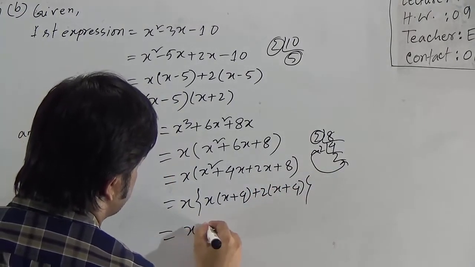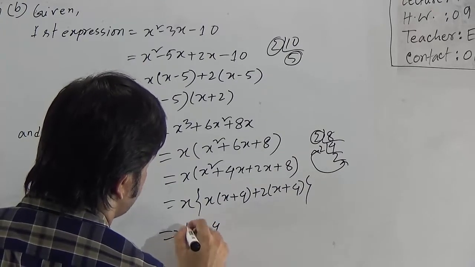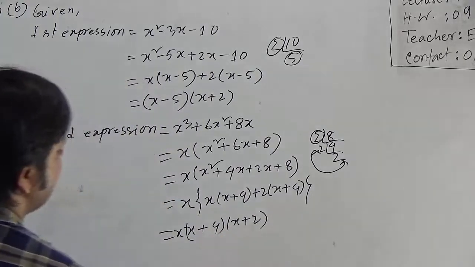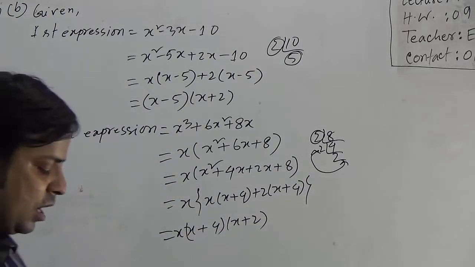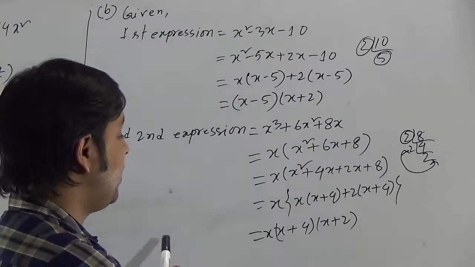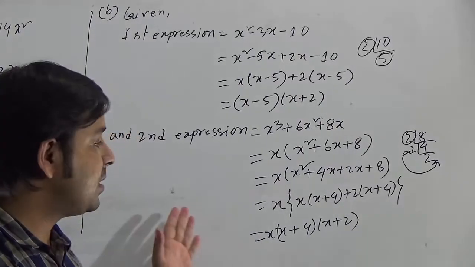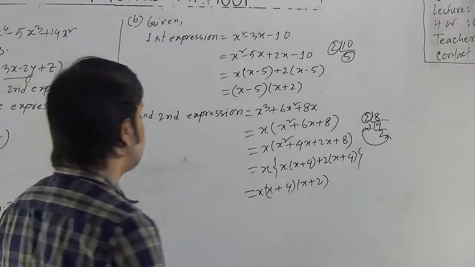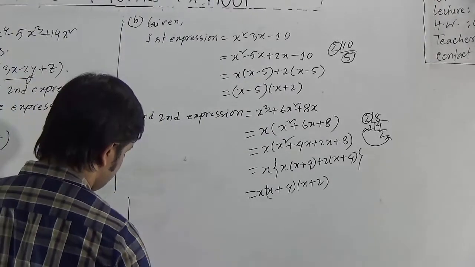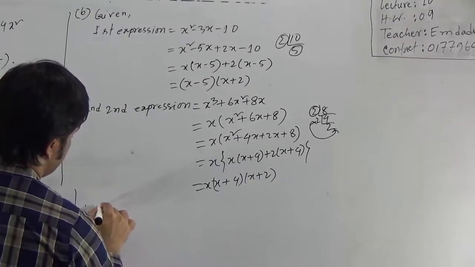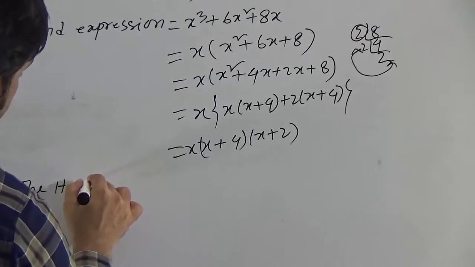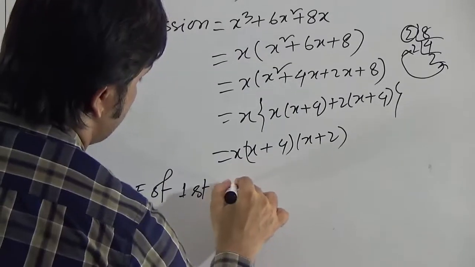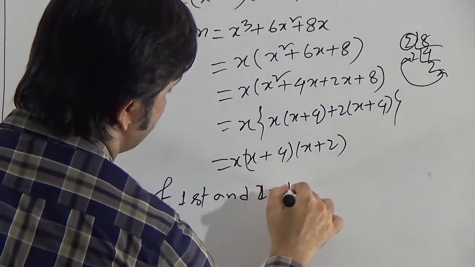Now take x plus 4 as common, x plus 2 remains. It means that this is the factorization of the second expression. I have done the second expression here. Now I can do the HCF. Therefore, the HCF of the first and second expression.